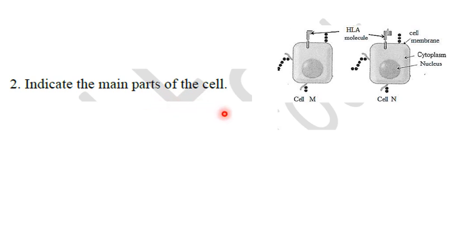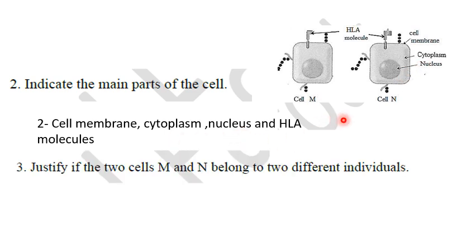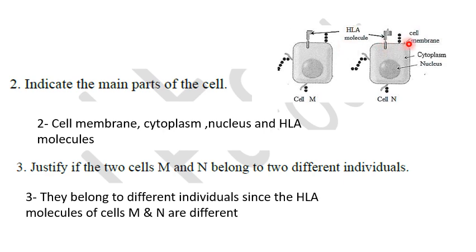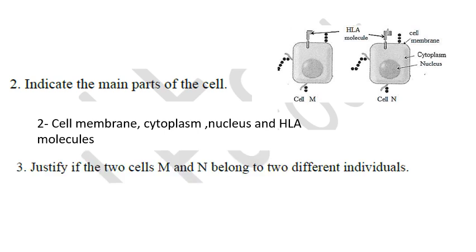Part 2. Indicate the main parts of the cell. Here are the parts of the cell: membrane, the cytoplasm, and the nucleus. So the main parts of the cell are cell membrane, cytoplasm, nucleus, and also we have the HLA molecules that are found on the surface of the cell. Let's move to part 3.